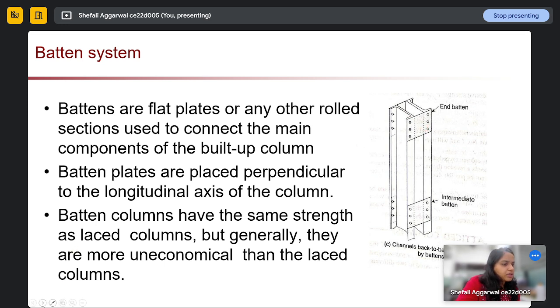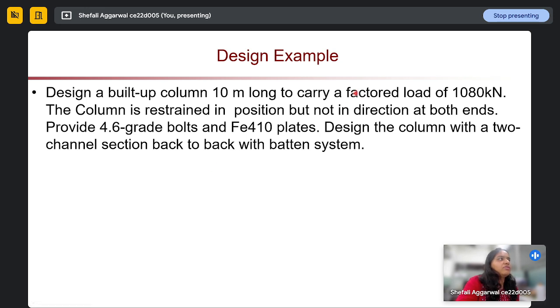Further, when we have to design this batten system, we will understand the different design steps using a design example. This is one example I have taken. In the example, what is given? Design a built-up column section which is 10 meter long to carry a factored load of 1080 kilonewton. The column is restrained in position but not in direction at both ends.